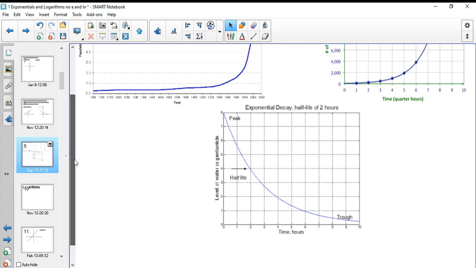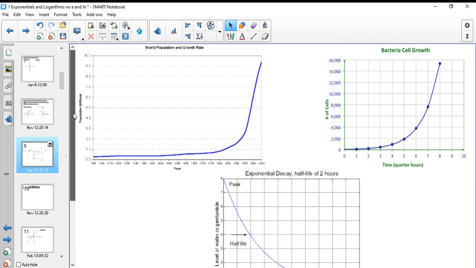Now, when we are working with these exponential graphs, particularly if they're in a context and we're using these to model particular real-world problems, in order to do calculations with these, we need to be able to do logarithms. So this lesson is all about what is a logarithm, how it relates to exponentials, and then we will go from there looking at how to use logarithms.